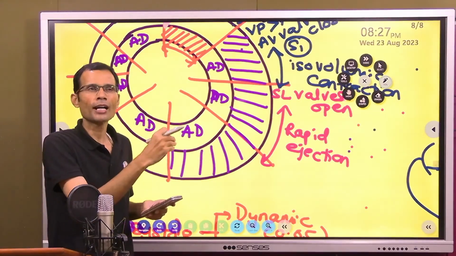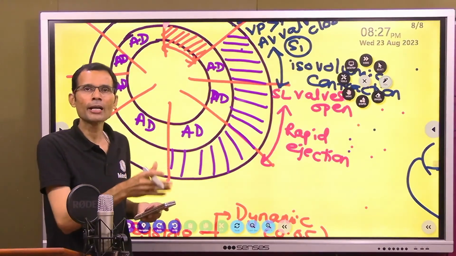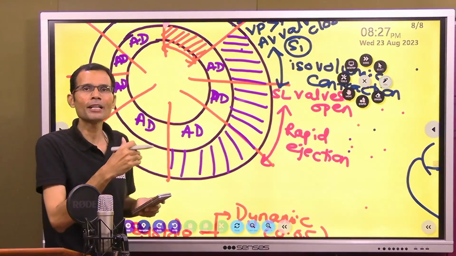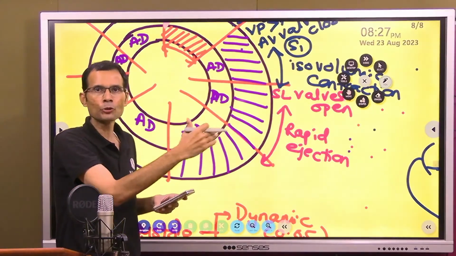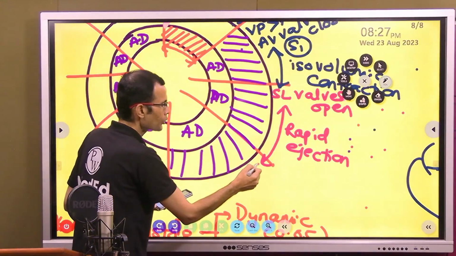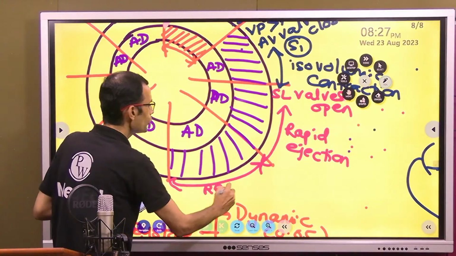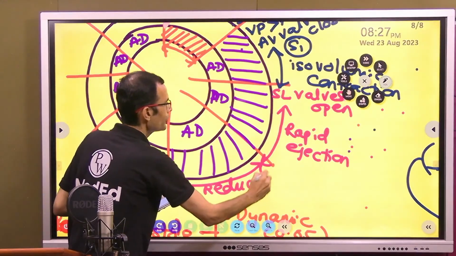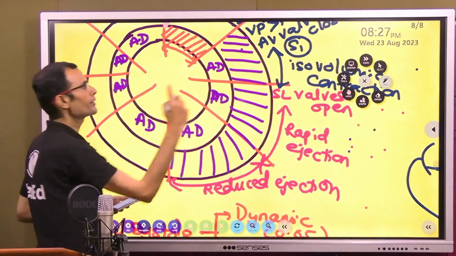This time the aorta is relatively empty. Aorta and pulmonary artery are relatively empty. So blood will be ejected out rapidly. But then as the blood is filled into those vessels, aorta and pulmonary artery, the later part of ejection will be slowed down. So it is called reduced ejection. So these are the phases of ventricular systole.